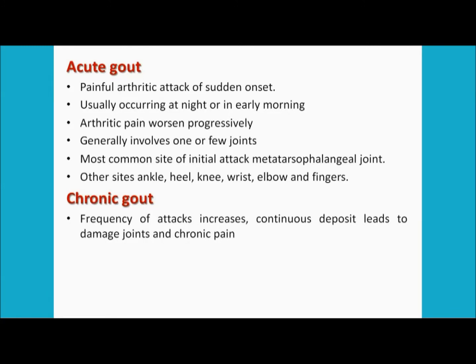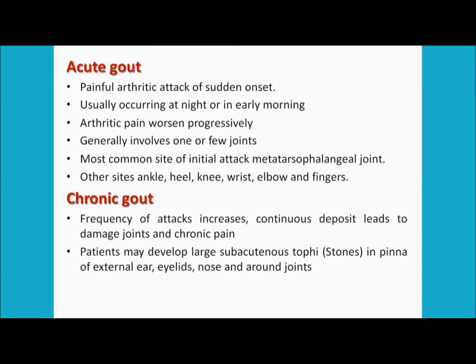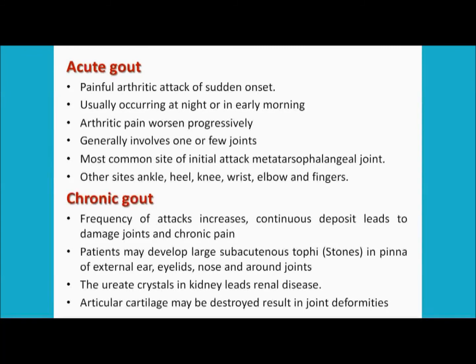Along with that, continuous deposit leads to damage of the joint, or you can say chronic pain will start. The patient in such cases develops large subcutaneous tophi, or you can say stones. They develop stones in the pinna of the external ear, eyelids, nose and around the joints. Now the uric crystal in the kidney leads to renal disease in chronic gout, and the articular cartilage may be destroyed, resulting in joint deformities.